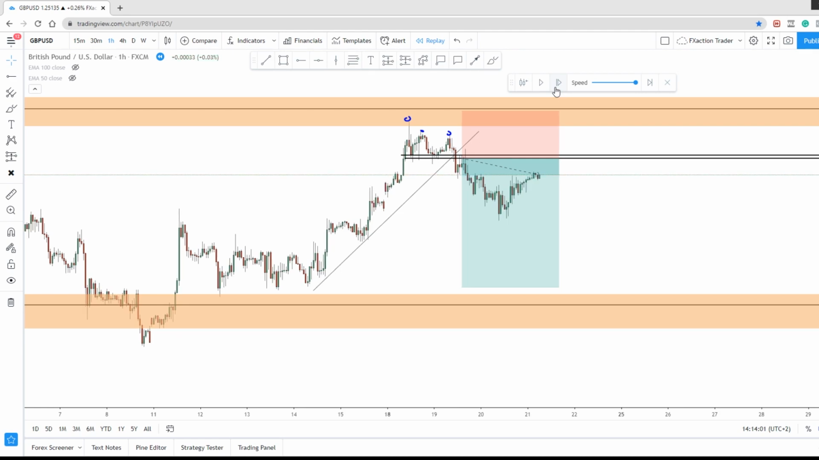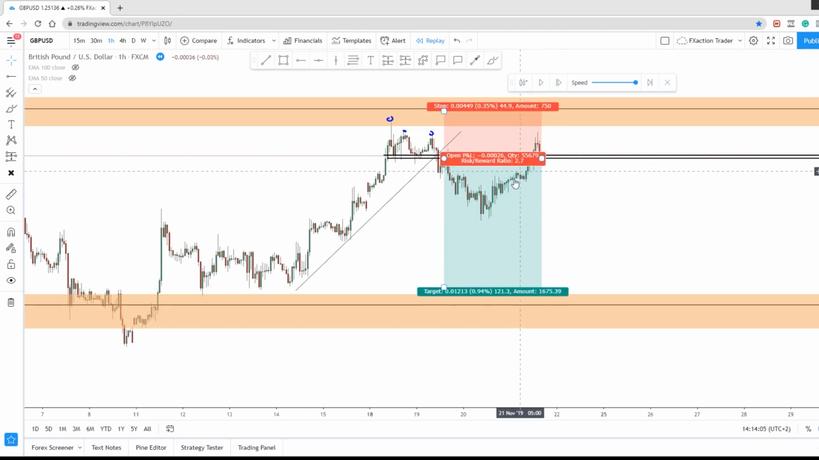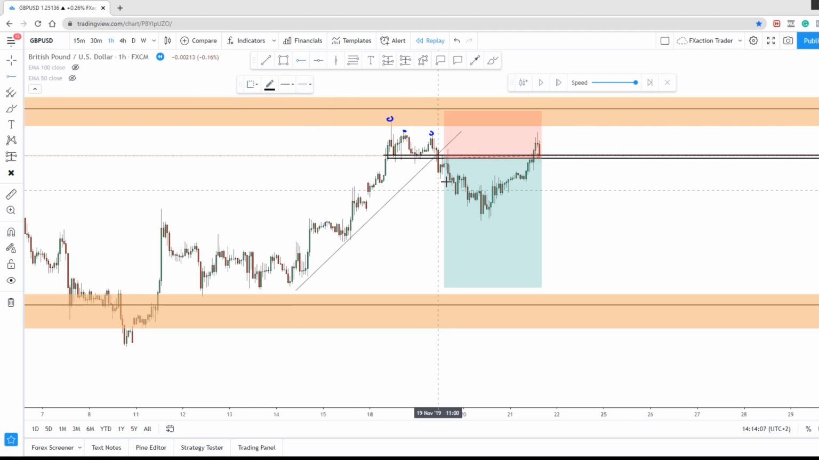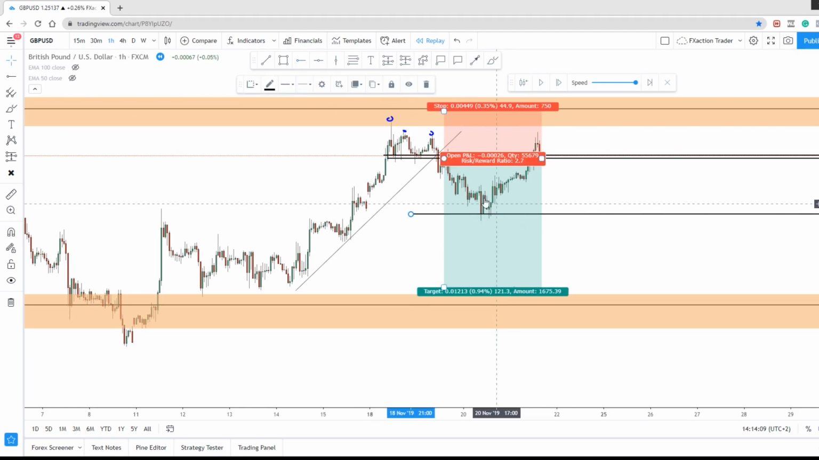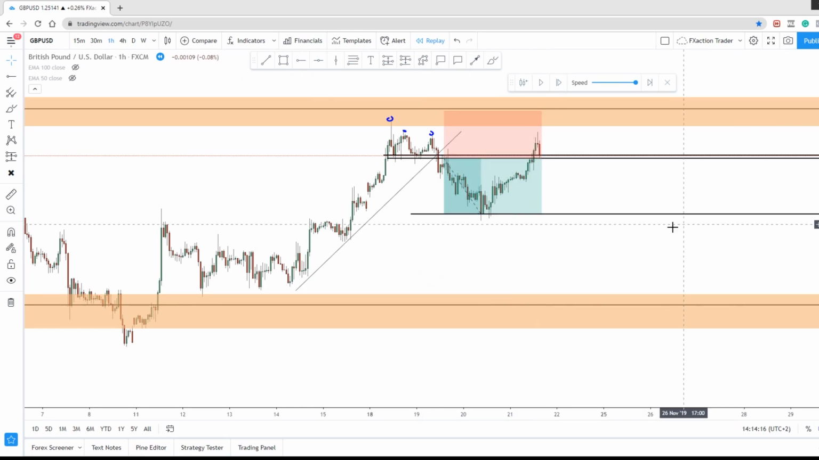Alright, so I believe that on this trade we got a break even, and if you had set a 1-to-1 take profit, you could have taken your profit at this level where we have a 1-to-1 risk and reward ratio.